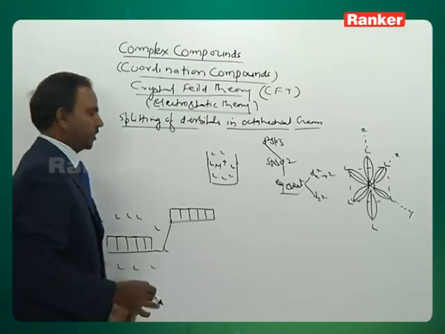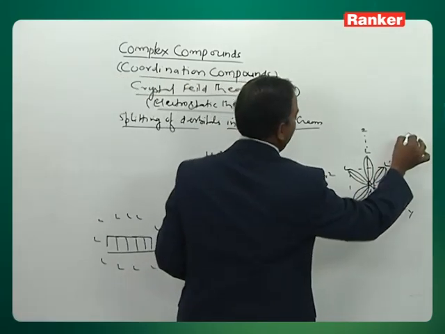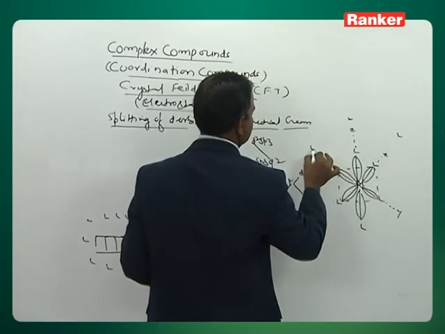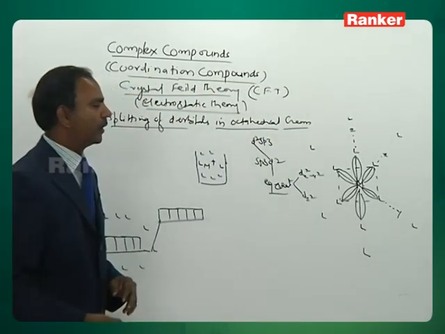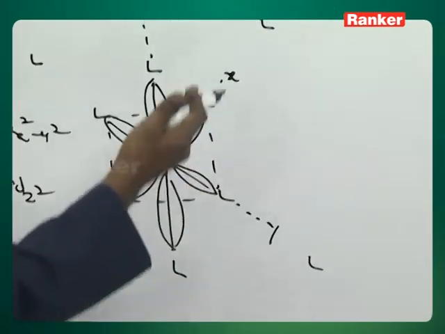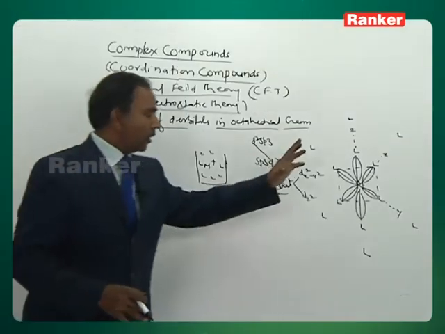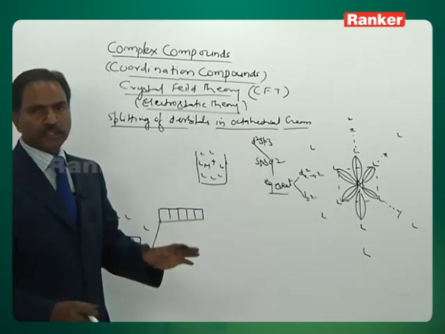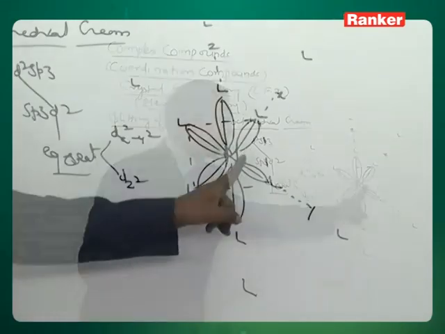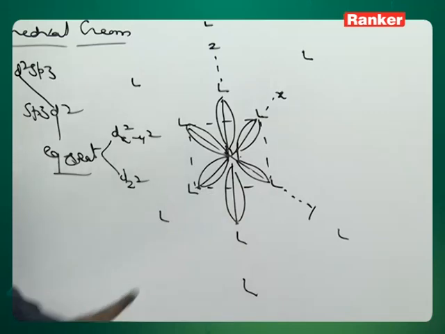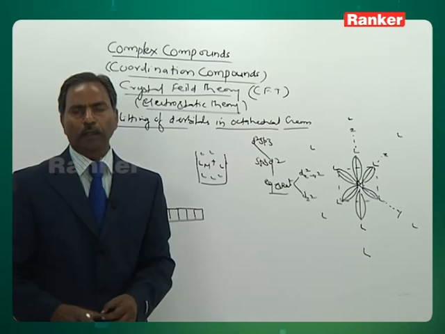In the second step, this is the first step of explanation. Now, in the second step, the ligands are approaching toward the metal ion along the x-axis, y-axis and z-axis in octahedral geometry. So along x, y and z axis, the ligands are approaching. The orbitals which are oriented along the x, y and z axis, what are the orbitals? See, the eg set of orbitals. This is the dx square minus y square orbital. This is the dz square orbital.